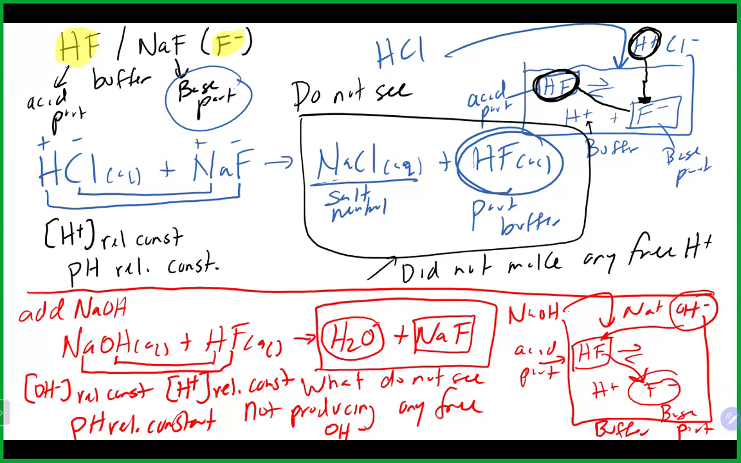So the way a buffer is able to maintain pH is because it has an acid part and because it has a base part in the solution to begin with. When you go and add additional acid or additional base to your buffer solution, it prevents the formation of free H plus in the solution and free OH minus in the solution. And by preventing the formation of free H plus or OH minus, it's able to basically maintain the H plus concentration and thus maintain the pH about where it's at.